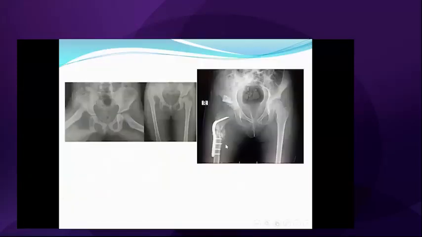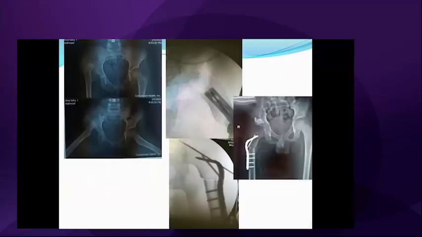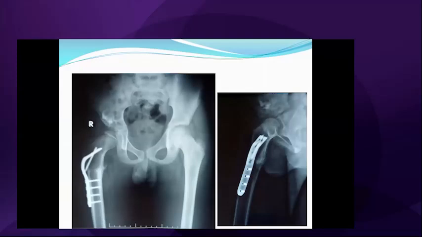This is the last case. We use the 120 new blade for this case. This is a neglected DDH. We use this blade with varus and triple attack is the same. They're completely united after 3 months.